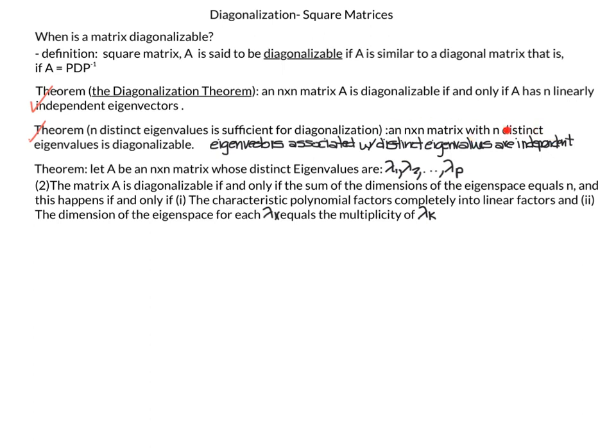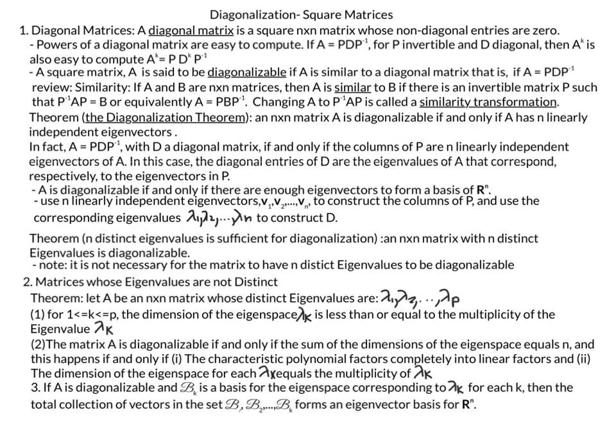So that means here, if you know you have distinct eigenvalues, the eigenvectors are automatically independent. So that's one less thing you have to check if you know you have distinct eigenvalues. Our next topic is to look at matrices whose eigenvalues are not distinct. In particular, we have this theorem.